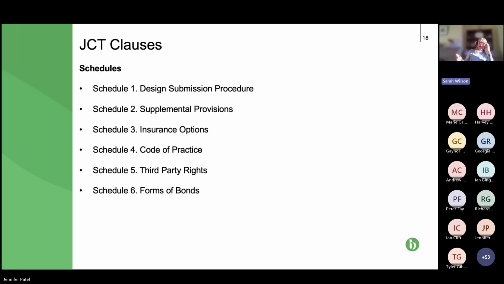And these are those schedules that I referred to previously. And you can see that they've been added as the contract has evolved over the years. So the design submission procedure, because traditionally, construction wasn't done on a design and build basis.